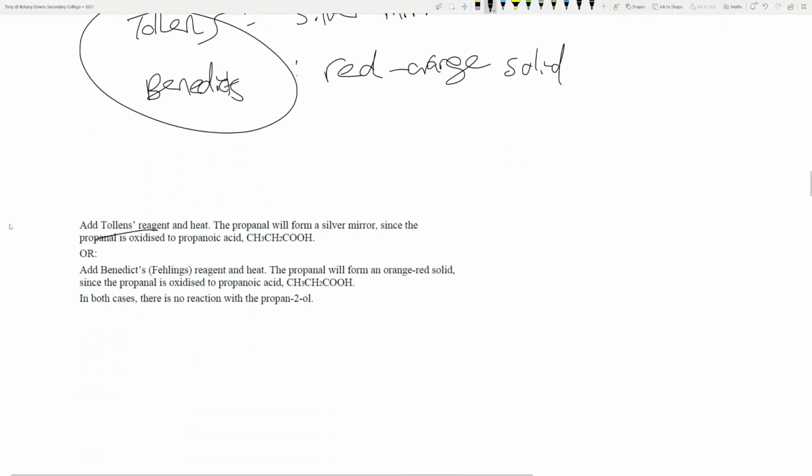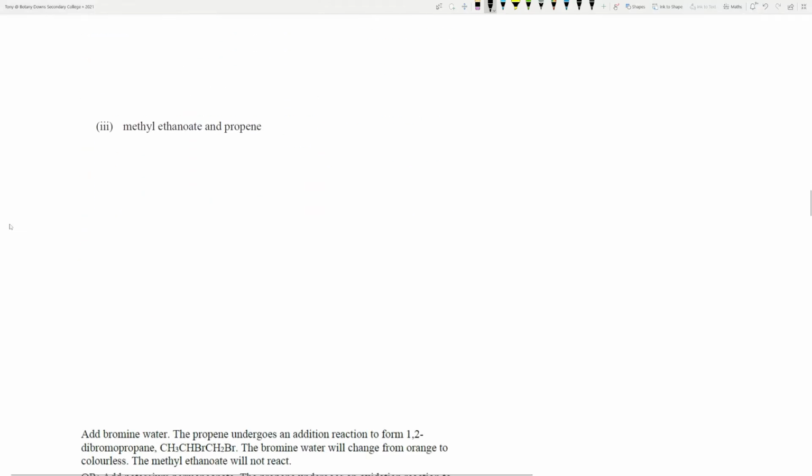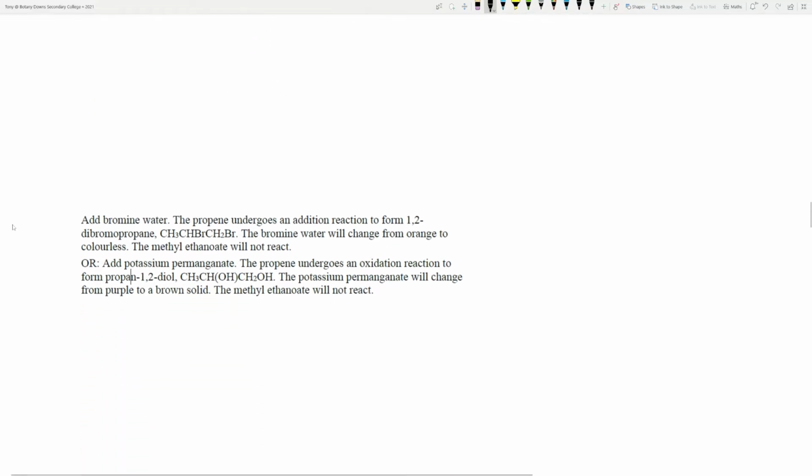Okay, so there are the colors. You make propanoic acid, and then the color changes already there. Methyl ethanoate and propene. So this is an alkene. When you see an alkene, straight away bromine water. Orange to colorless, easiest one. Okay, and the other one doesn't react.